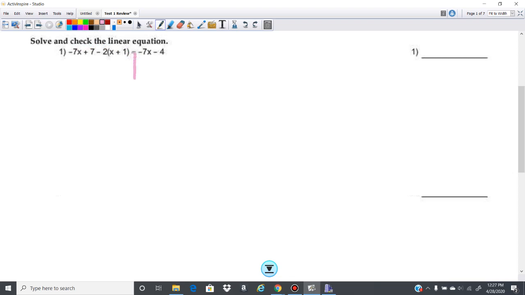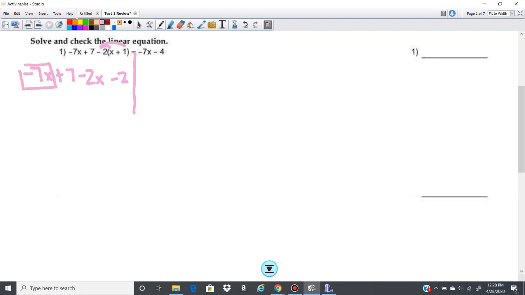So I'm going to separate the equation at the equal sign. Then I'm going to simplify on either side. So on this side, it looks like I have a distribution right here. So I'm just going to bring down the terms before the distribution, the negative 7x plus 7. Then I'm going to distribute a negative 2. So I'm going to grab that negative sign in front of the 2. I'm going to get a negative 2x, and then negative 2 times 1 is going to give me a negative 2.